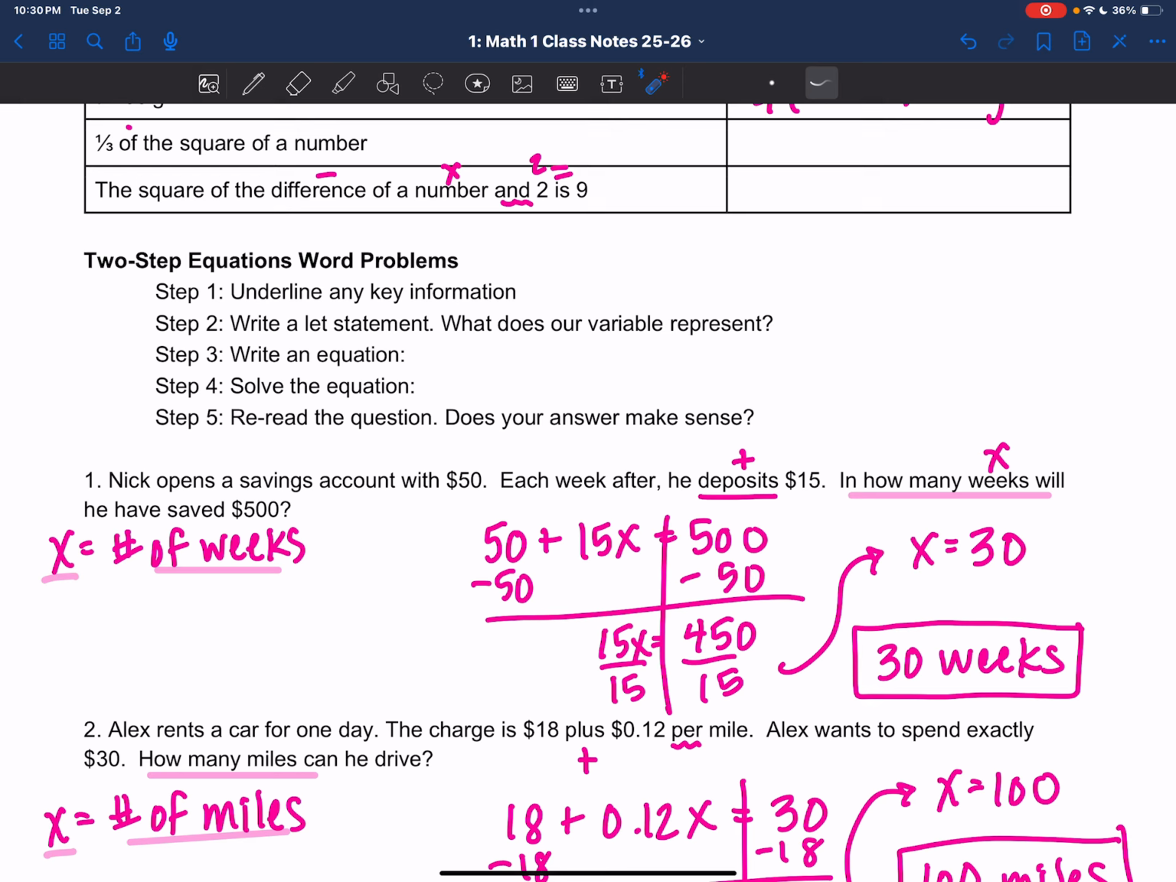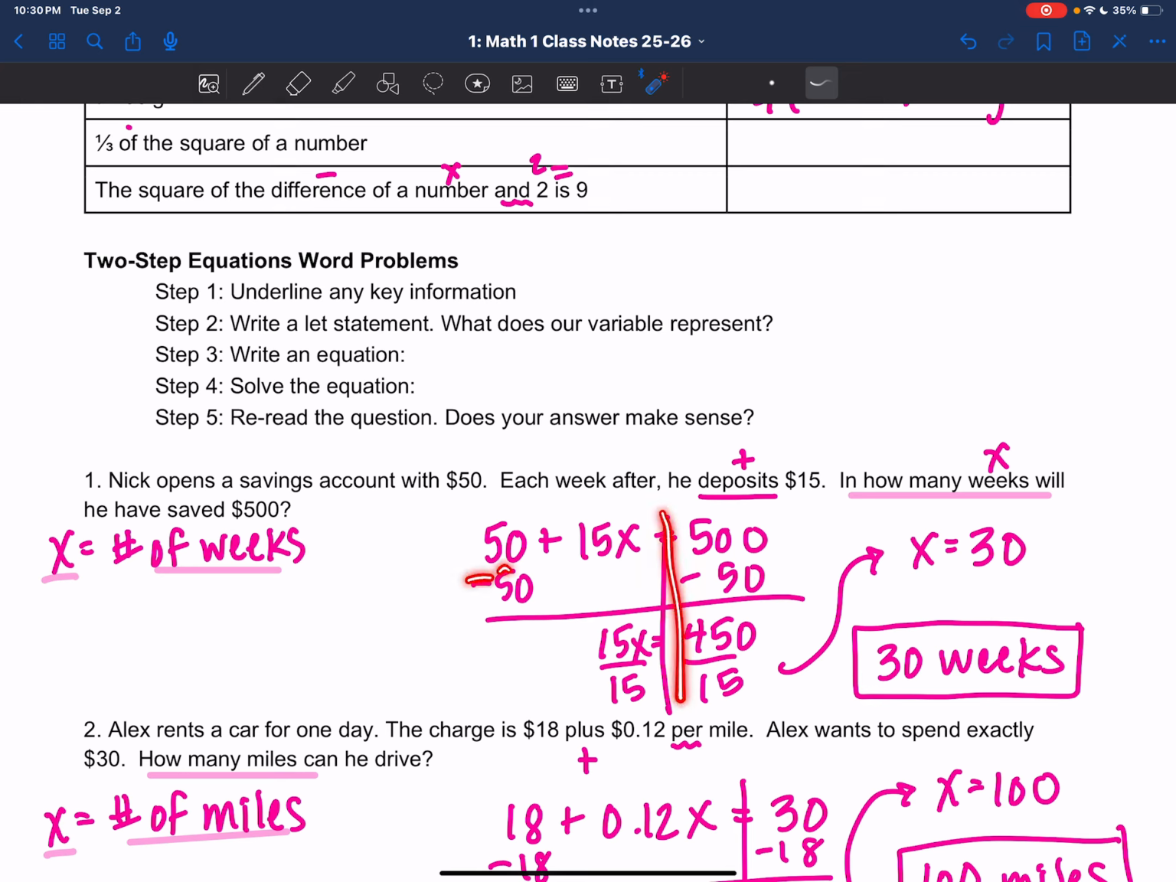So let's go here. Nick opens a savings account with $50. Well, that's what you start with. Each week after he deposits $15. So since it says each week, we know it's times x. And how many weeks? So this is what we're looking for. That's going to be our let statement. Will he have saved $500? So here's your equation. Now let's solve it.